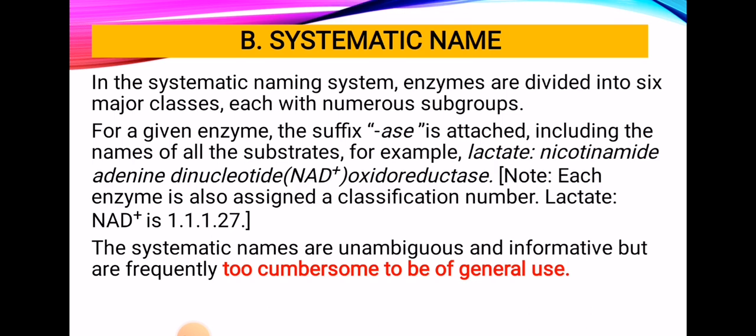Each enzyme is assigned a classification number. So lactate NAD plus is 1.1.1.27. The systematic names are unambiguous and informative, but are frequently too cumbersome to be of general use, because you can remember lactate dehydrogenase, but you cannot remember every time lactate nicotinamide adenine dinucleotide oxidoreductase. It's very difficult to remember such a long name along with this number.